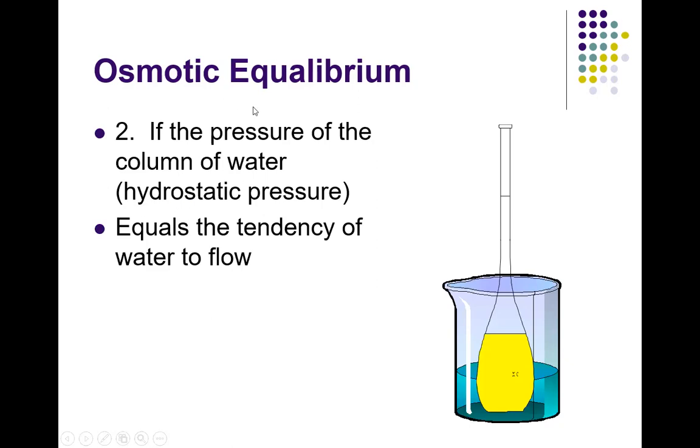So here, when we look at osmotic equilibrium, the pressure of the column of water, the hydrostatic pressure, is going to equal the tendency of flow of that water. Here we can see the water flowing in and the hydrostatic pressure that's pushing down. When you reach osmotic equilibrium, it's going to hold steady there. Like I said, if you have a semi-permeable membrane, it could let water come in here, but you also have that hydrostatic pressure pushing down on your column of water there.